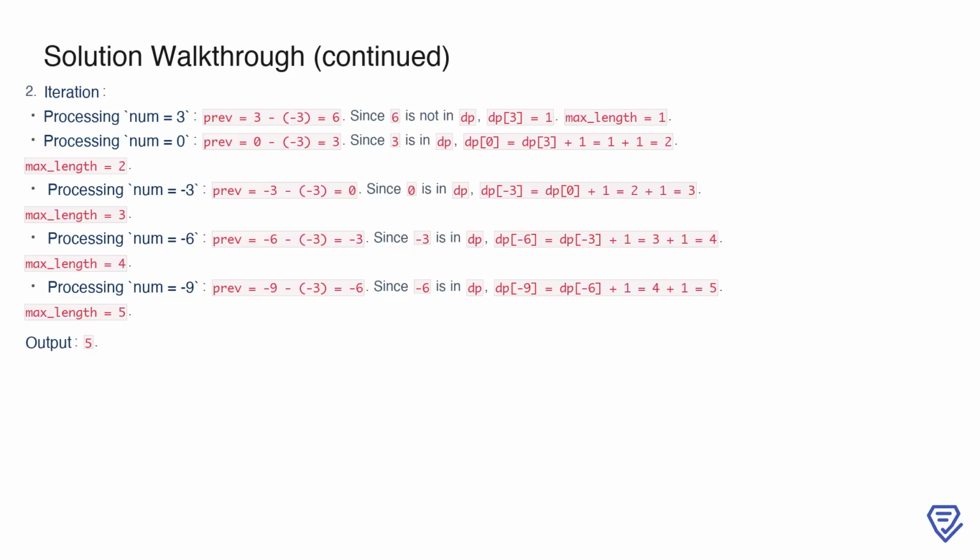For -6, the previous number is -6 minus 3 equals -3, which is in DP, so we extend the subsequence ending at -3 by adding -6, setting DP[-6] to DP[-3] plus 1, which is 4. Finally, for -9, the previous number is -9 minus 3 equals -6, which is in DP. We extend the subsequence ending at -6 by adding -9, setting DP[-9] to DP[-6] plus 1, which is 5. Max_length is updated to 5, and the output for this example is 5, as the longest arithmetic subsequence consists of 3, 0, -3, -6, -9.